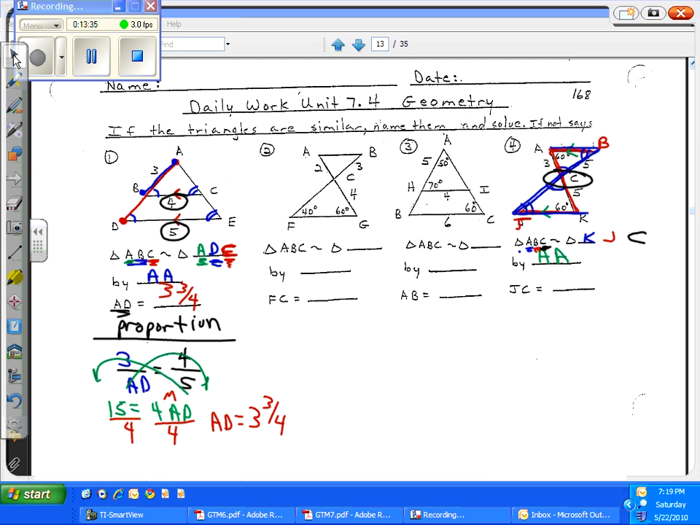So we could use a proportion or we could use dimensional analysis. Let's just use dimensional analysis this time. If I want to find JC, I know that it goes with BC, because BC is the last 2 letters and JC is the last 2 letters. So BC goes with JC. Let's use dimensional analysis because I used proportions on the other one.